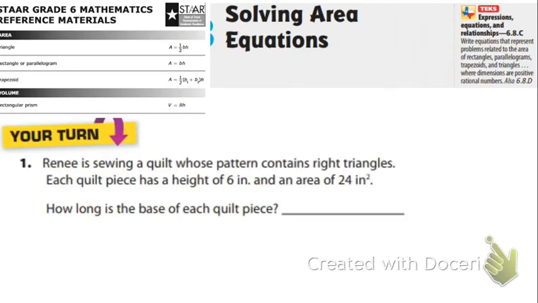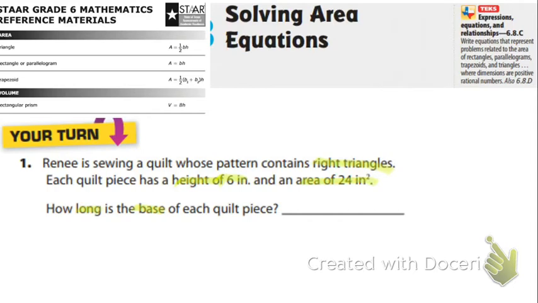So this is kind of working backwards, so to say. Here, they're telling us that Renee is sewing a quilt whose pattern contains right triangles. So we know the triangles. Each quilt piece has a height of 6 inches and an area of 24 inches squared. How long is the base of each quilt piece? All right, so they gave us a lot of information. Here, we know that we're working with triangles.